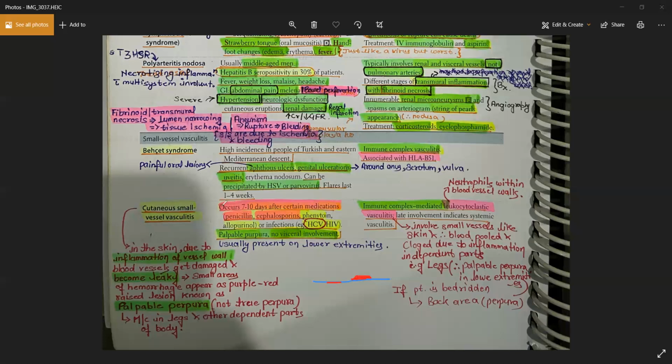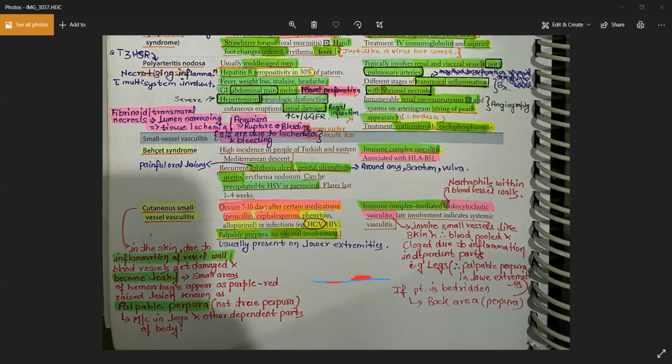So that's all you get in case of cutaneous small vessel vasculitis. It is leukocytoclastic because of the deposition of the immune complexes, you will have the neutrophils, which are the leukocytes, and that's why the name leukocytoclastic vasculitis. It generally occurs after giving a patient a drug, because the drug causes immune complexes to form, and that can cause the inflammation.